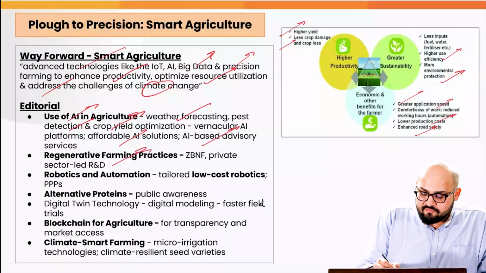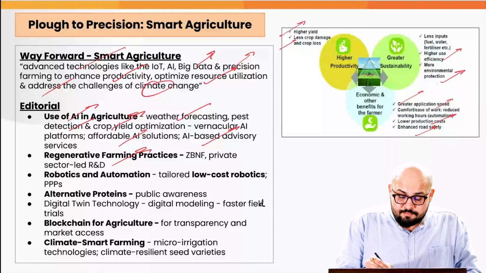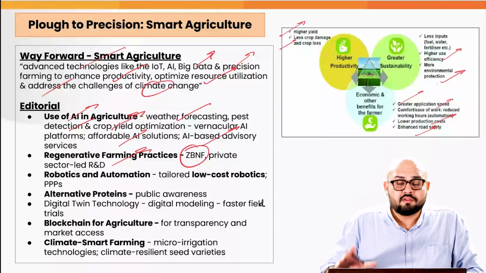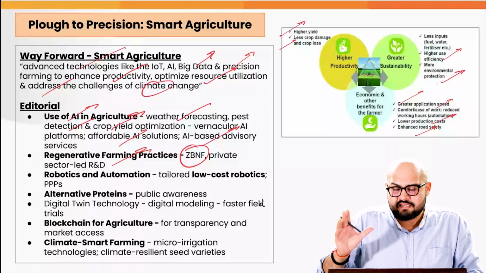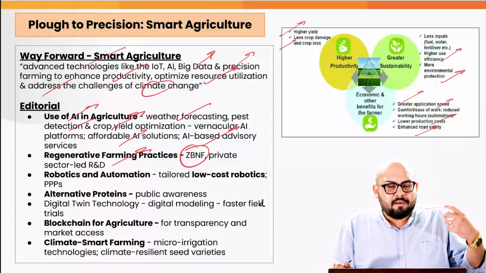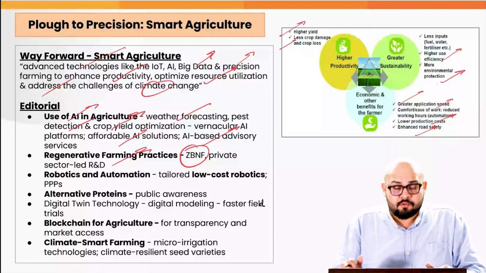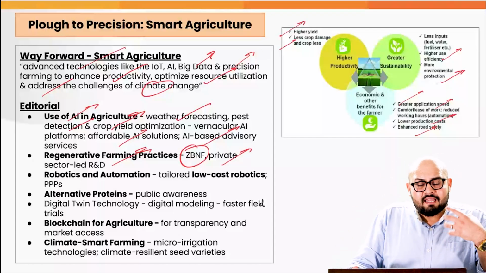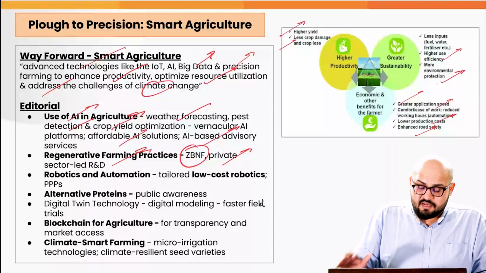Next is regenerative farming practices. We have this concept of zero budget natural farming, which is a chemical free farming method, developed by Subhash Palekar in the 1990s. Now that can be used, and we should make sure that we are not dependent on chemical fertilizers, because ultimately they degrade the soil. So we can have the private sector, right? They can come and join the research and development in this aspect.